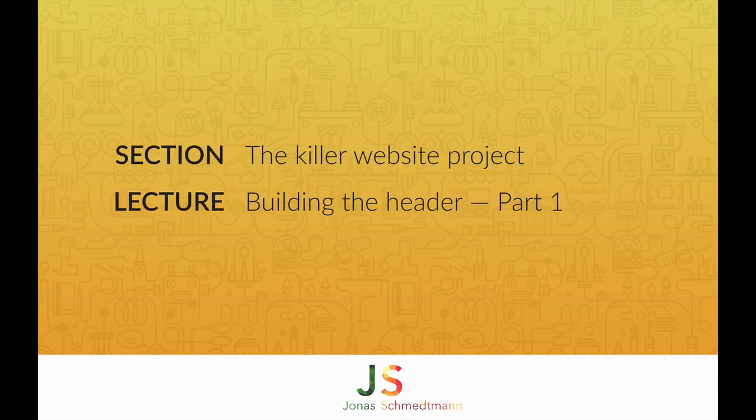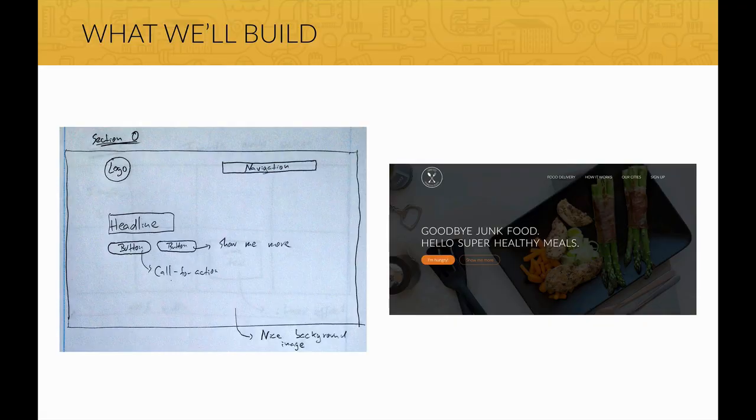Hi there. Let's build the first section of our project, the header. So this is the sketch for the header as I showed you before. And on the right side is the final result that we'll get after this lecture. So we have a nice headline and 2 buttons in the middle, and at the upper part we have the OmniFood logo and the navigation on the right side. It looks really great, right?